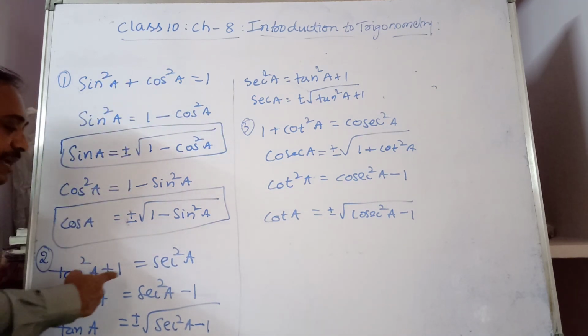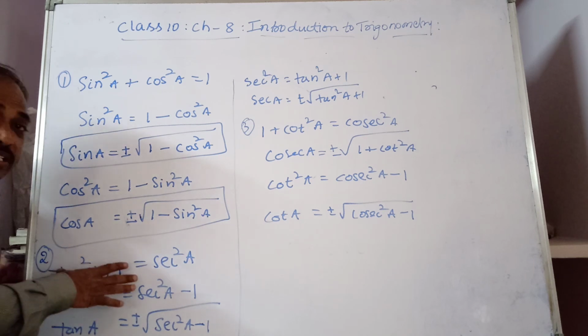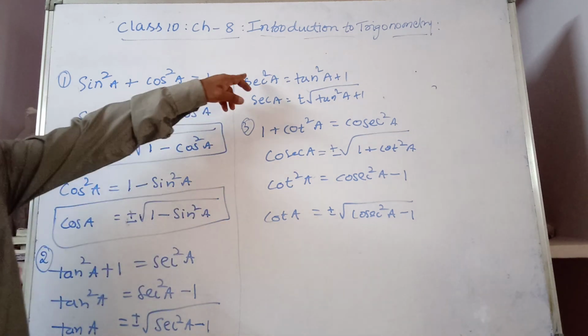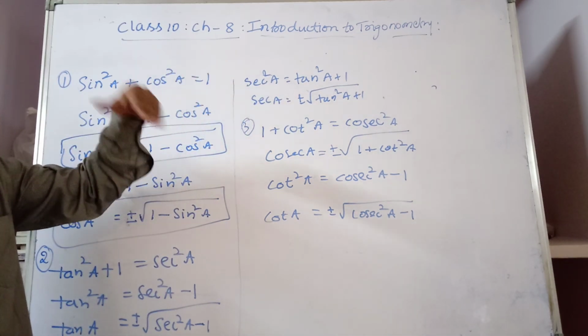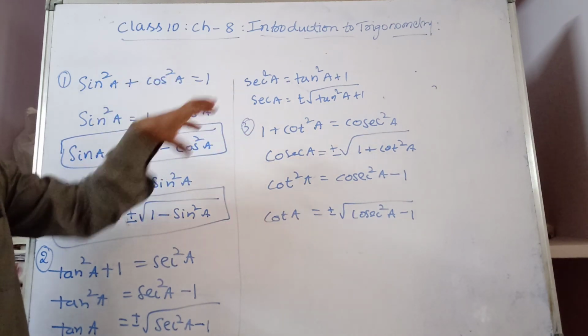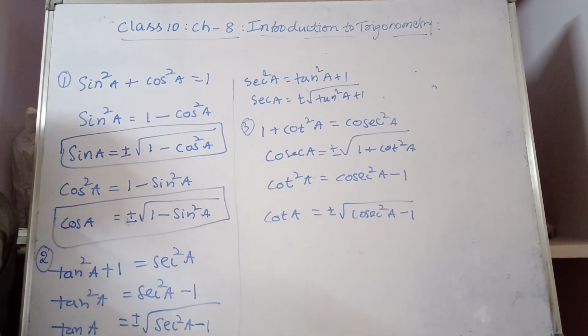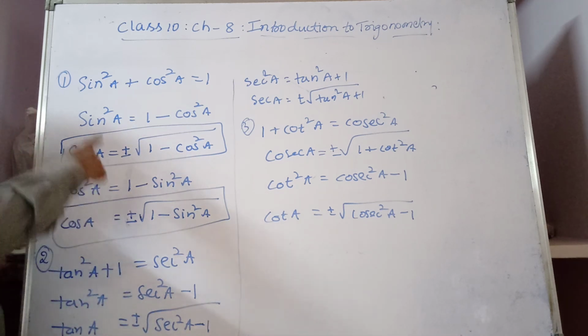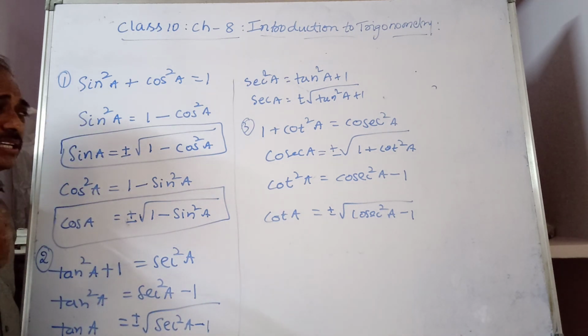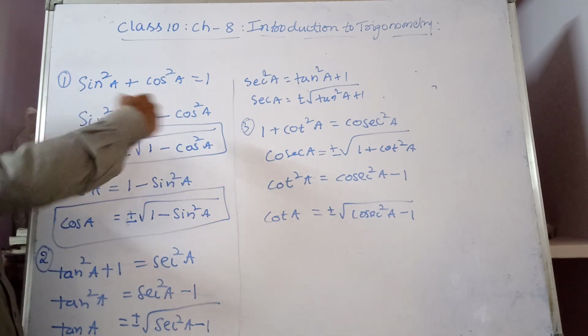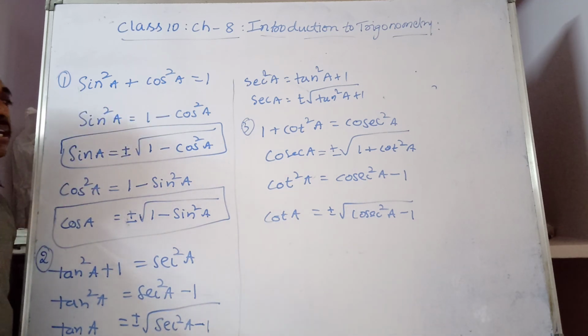Then tan square A plus 1 is equal to secant square A. This is the second identity and we are getting like this. We can transpose and we can find the square root. We can apply these formulas wherever in the application part, in question solving. We can use any one of these wherever the situation demands.